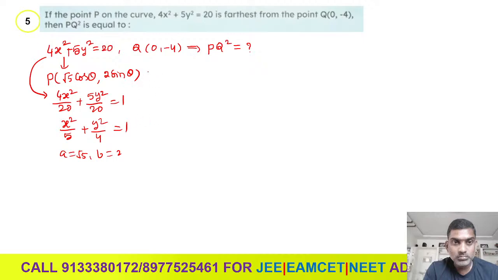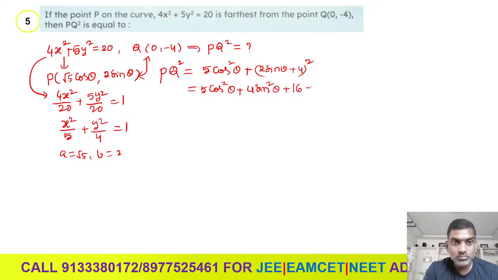Right? Let us try to calculate the distance between P and Q. PQ square they are asking, right? Directly PQ square is equal to x2 minus x1 whole square, that is 5 times cos square theta, plus y2 minus y1 whole square, that is 2 sin theta plus 4 whole square. So let us try to simplify this: 5 cos square theta plus 4 sin square theta plus 16 plus 16 sin theta.